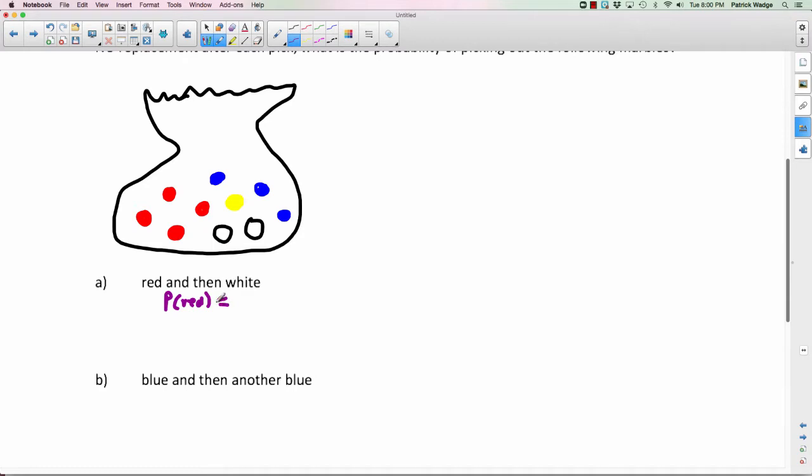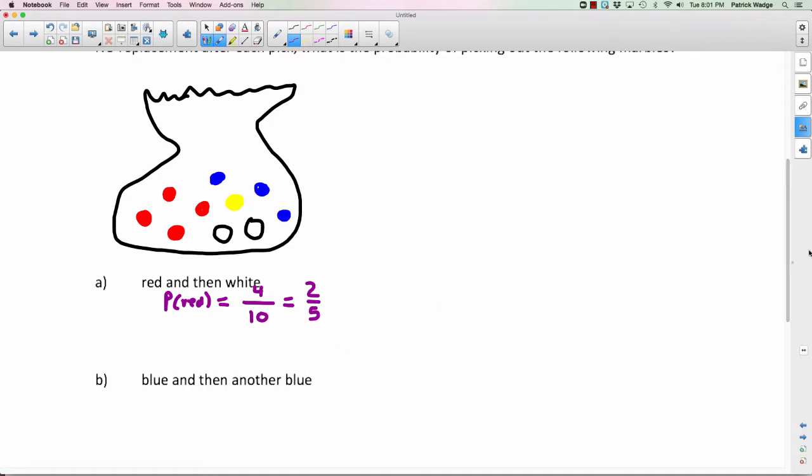All right, so how many total outcomes are there? 1, 2, 3, 4, 5, 6, 7, 8, 9, 10. There's 10 marbles in there, so it's going to be out of 10. How many favorable ones are there? Well, those are all the red ones: 1, 2, 3, 4. So it's 4 out of 10 probability. Let's put it in lowest terms: 4 out of 10 is 2 out of 5.